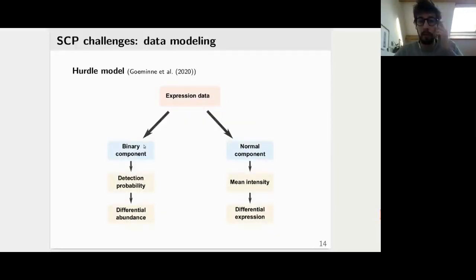Namely, one model that I think is interesting and worth coming back to is the hurdle model. Basically, this model is able at the same time to look at differences in expression, so we could do differential expression analysis, but at the same time we can also look at differential detection probabilities. Meaning, do we see this gene in one cell type, but maybe not in the others? Is this statistically different? This is a very interesting model.